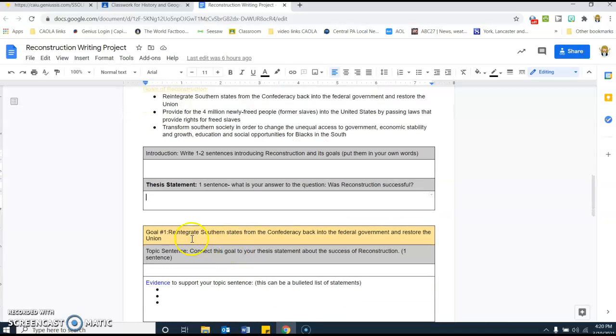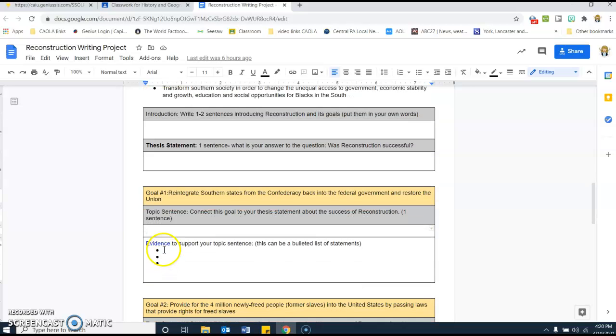So then here would be goal number 1. And I just copied it from up here and put it down here just so you have it right at the top. What is your topic sentence? How are you going to connect this goal to your thesis statement? Did they achieve this goal or not, or partially, or however you're going to explain it? Right here, it's one sentence.